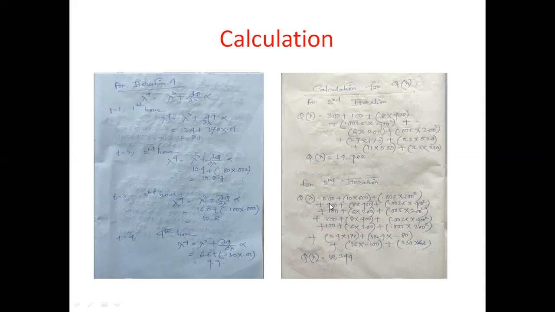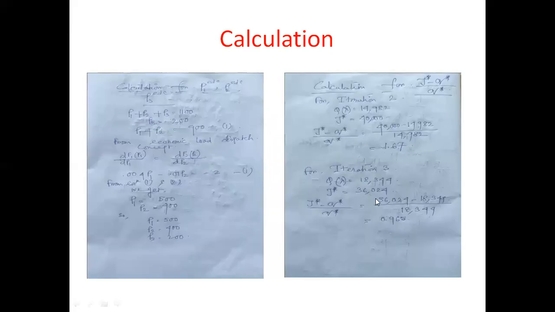The first three terms are for all three units in running condition for hour 3. For hour 2, when units 2 and 3 are in running condition, plus 3.4 into 170, 10.4 into minus 80, 16 into minus 100, and 330 into 6.6, the Q lambda value is 18,344. And J star minus Q star, that is 36,024 minus 18,344, divided by 18,344, is 0.965.